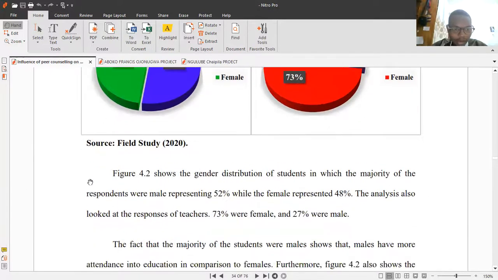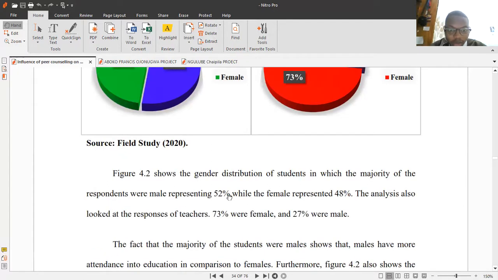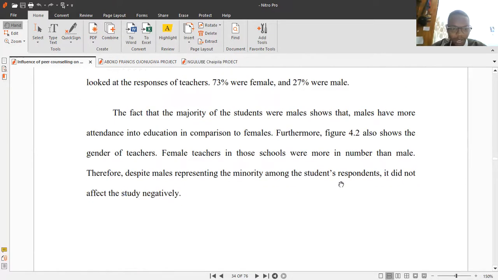And then, as I say, you also mention, if you want, figure 4.2 shows the gender distribution in which majority, you need to translate all these numbers that are just up here, to put them here into writing the way it is. And then once you do that, the analyst also looked at the response of teachers, and then you give also what is there. Then you comment now. That's where you comment. The fact that the majority of students were males shows that males have more attendance into education in comparison to females. Now that's when you interpret. That's when we interpret.